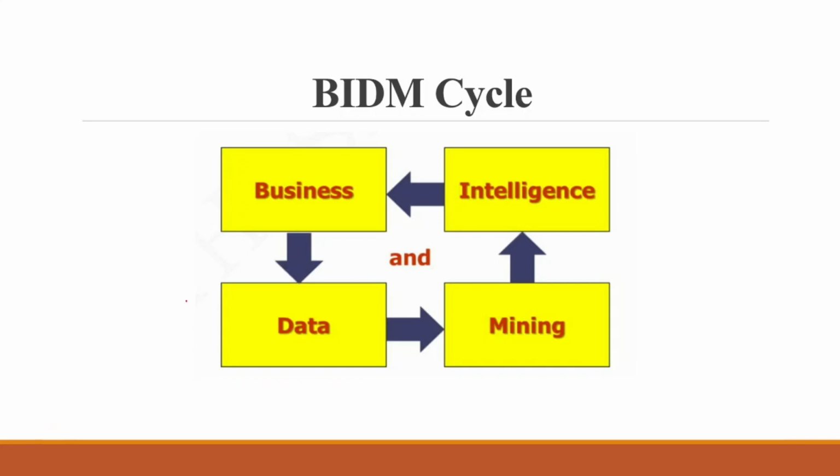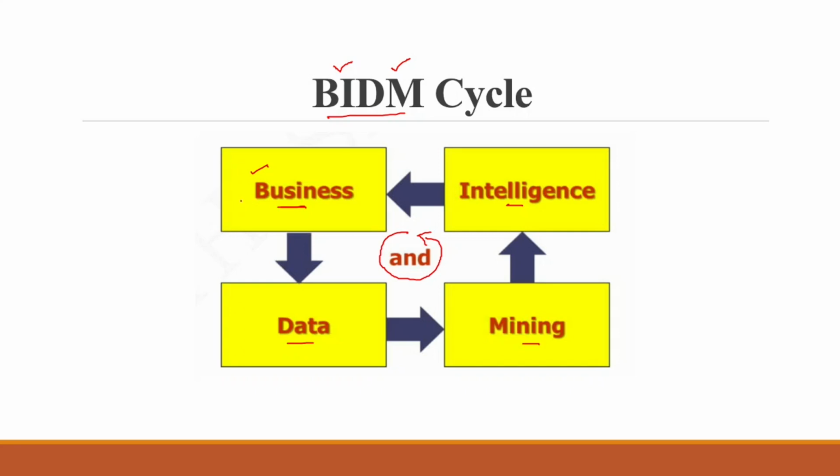Now let us see the next concept, which is the BIDM cycle. The full form of BIDM is Business Intelligence and Data Mining Cycle. There are 4 components. The diagram is depicted here. The components are business, data, mining, and intelligence. And this forms a cycle. As you can see, the flow is in such a way that it forms a cycle, and the starting component is business. So let us see each of these components.